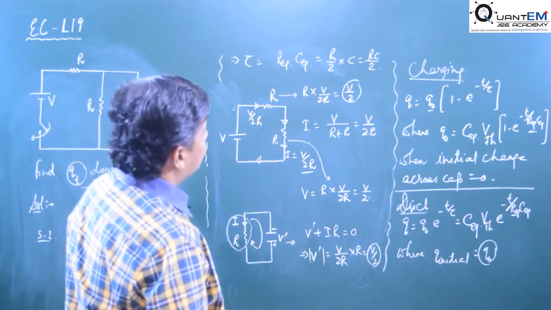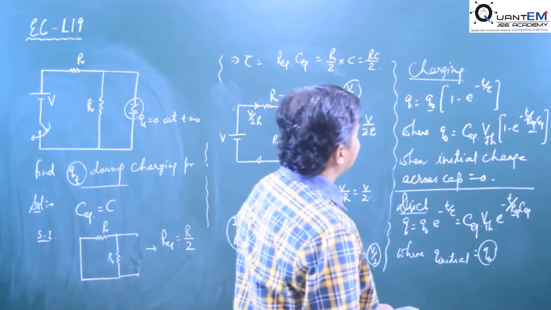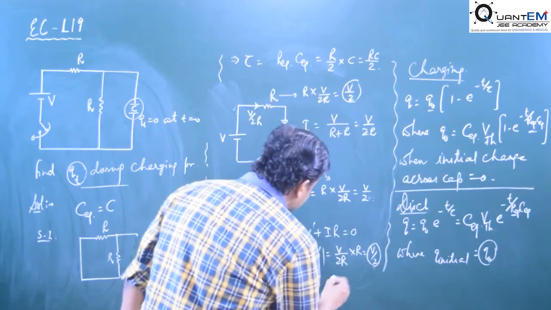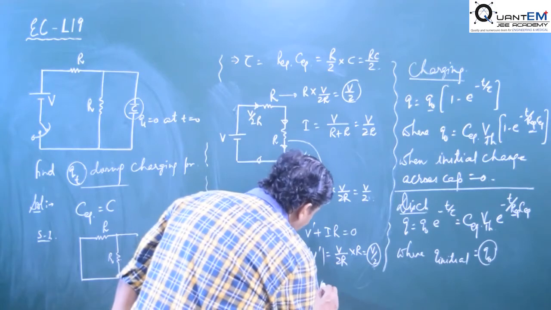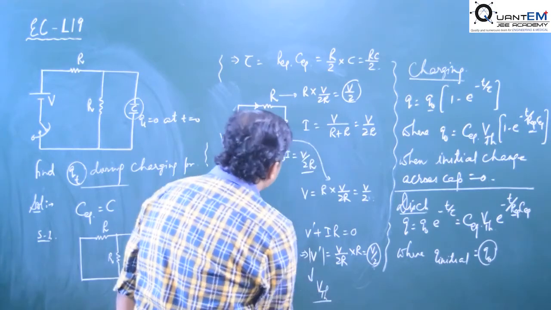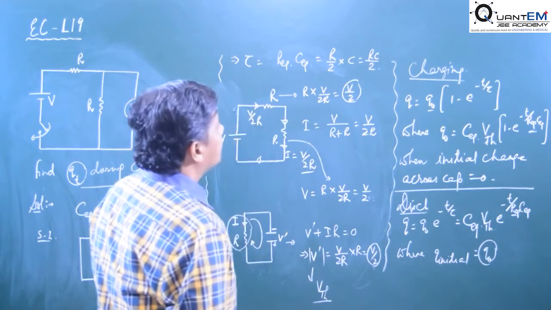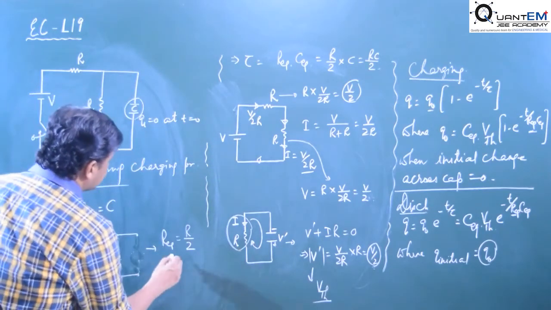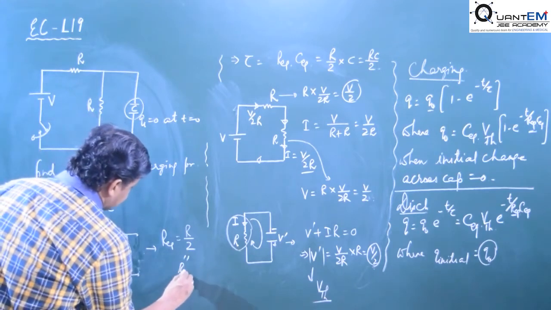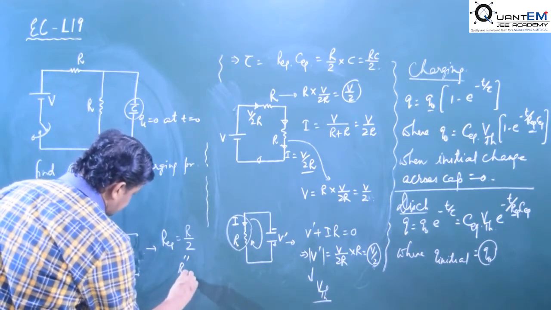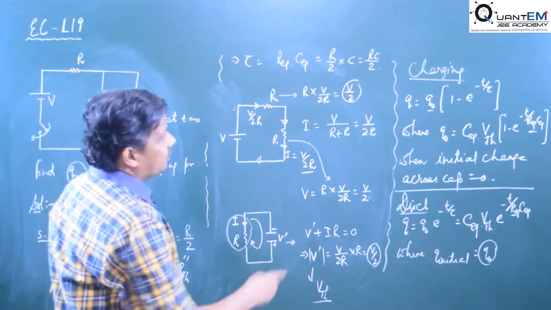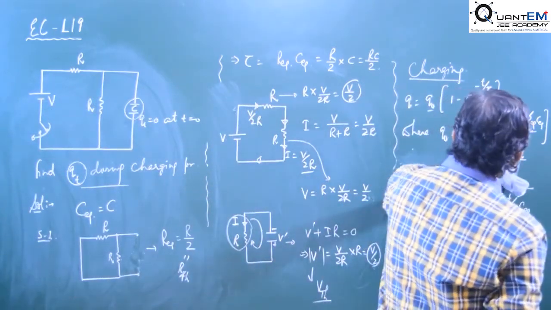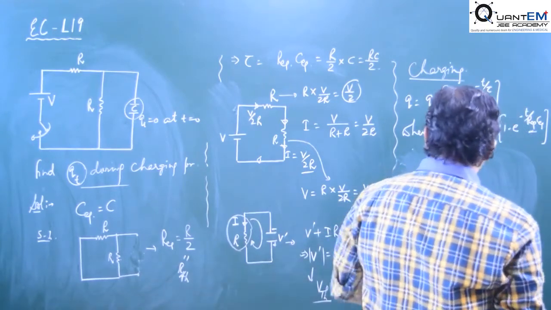Now we have to find the value of charge. So that is C equivalent into the potential drop across the capacitor. This voltage is also called the Thevenin voltage, VTH. And this resistance is also called the Thevenin resistance. Now we can use this formula because it is the charging process, right?